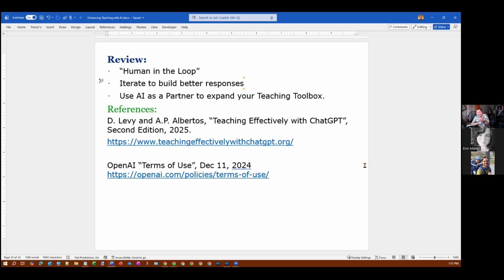But make sure that you're checking things out. You're always evaluating them before you use them. You can iterate to make better responses and think of AI as a partner to help you out.